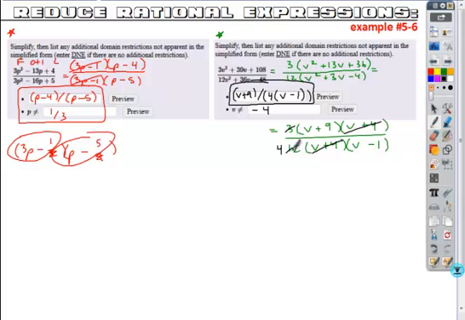Does it matter that I canceled a factor of 3? Numerical factors aren't going to affect the domain restriction, only the factors that contain variables. Okay, so this would be my answer for that problem.